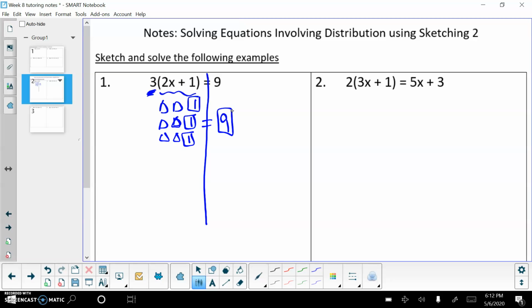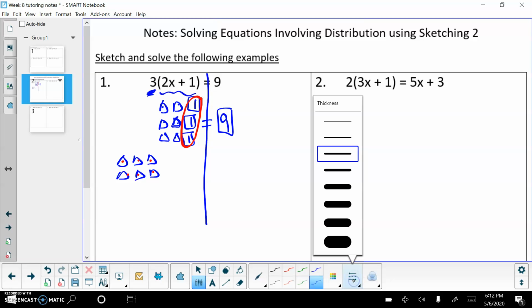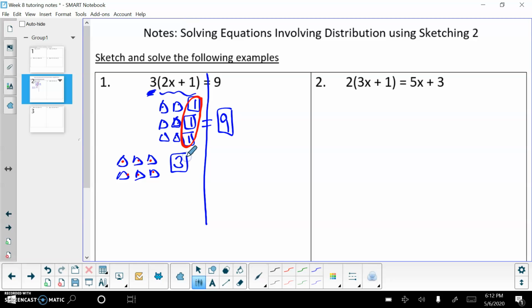So on this left side, I want to get my triangles together. I'm just going to do it like this. I had originally 1, 2, 3, 4, 5, 6, and now I still have 6 triangles. And I'm going to take these 3 1 cubes here and put those together. Remember, you just add them up. So 1, 2, 3, and I'm going to turn that into a 3 cube.